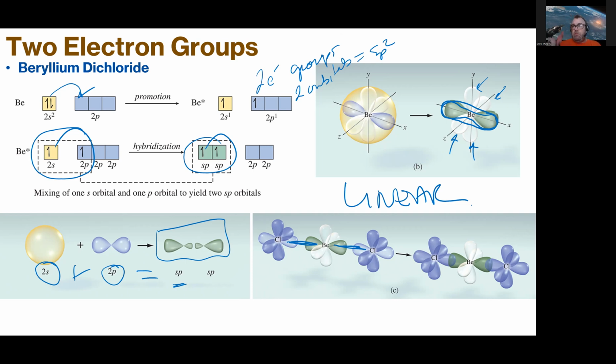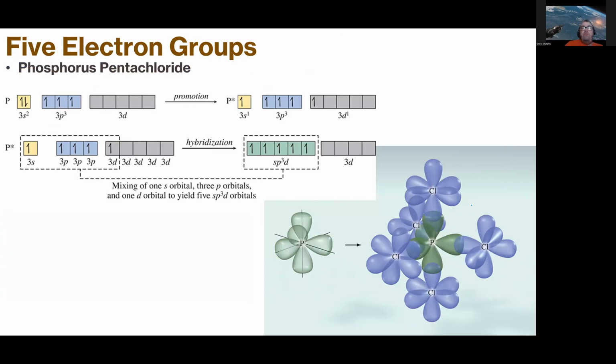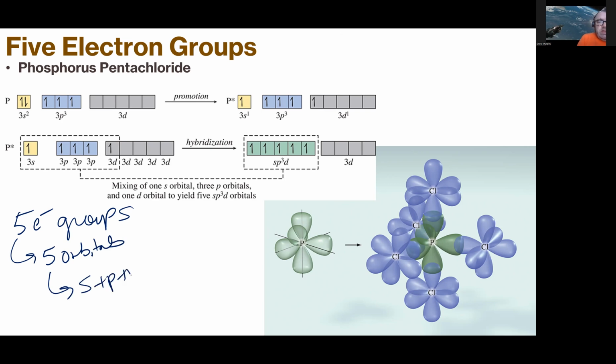So we talked about 4. We talked about 3. We've talked about 2. Remember, if we have more than 8 electrons, we have different geometries. And so with 5, we can have PCl5, phosphorus pentachloride, and it does the same idea. Promote 1 up. Now, we don't have 5 orbitals between s's and p's. To get the 5 orbitals, remember, if we have 5 electron groups, then we're going to need 5 orbitals, which means we're going to need an s, a p, a p, a p, and a d.